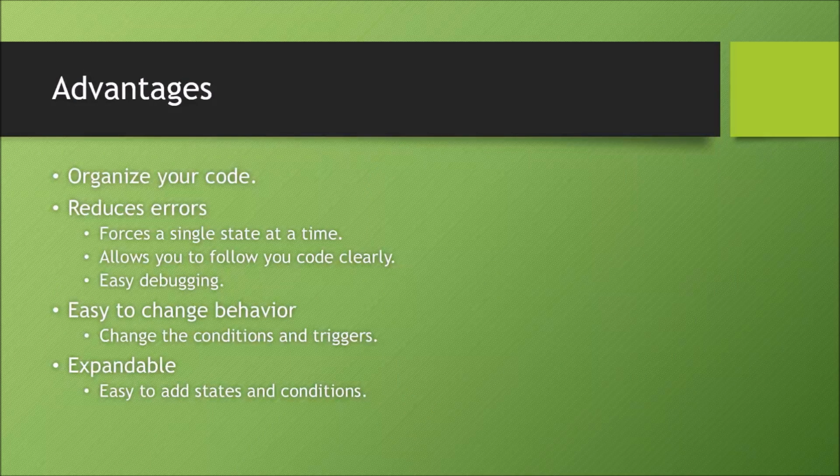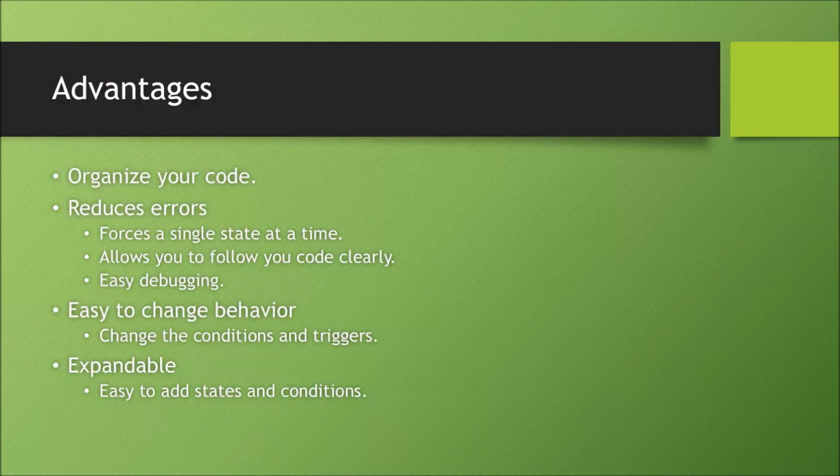So the advantages of using a finite state machine is that it's really easy to organize your code with it, and it allows you to reduce a lot of errors because it forces you to be in a single state at a time, which means that, say you have a player movement and you're jumping, you don't want to be able to duck whilst you're jumping. Well, you may want to, but in some games, most games in fact, you probably don't want that to happen.